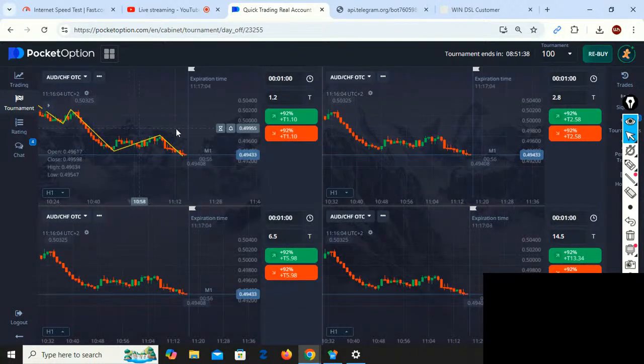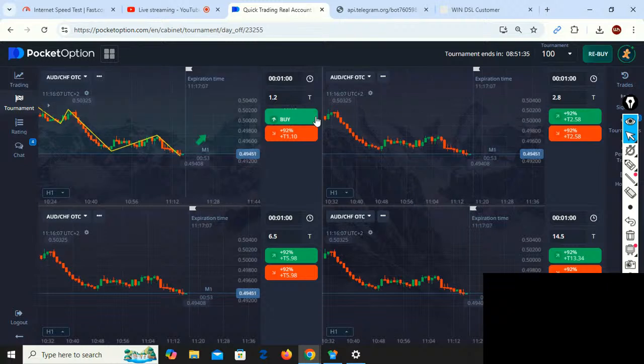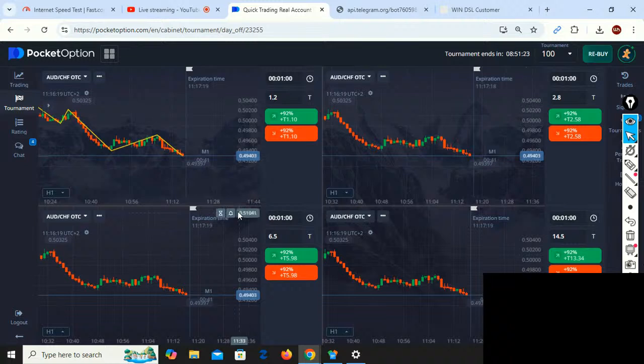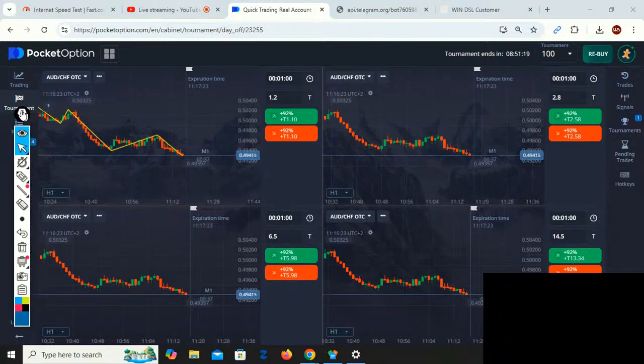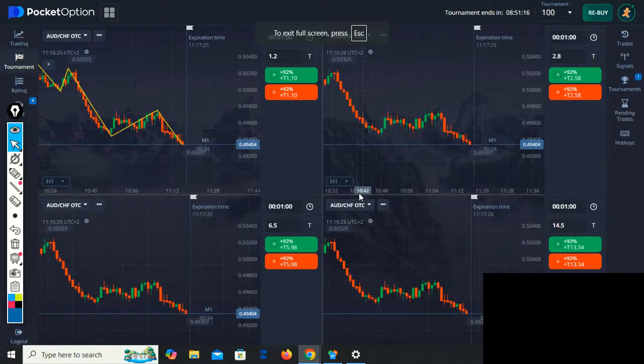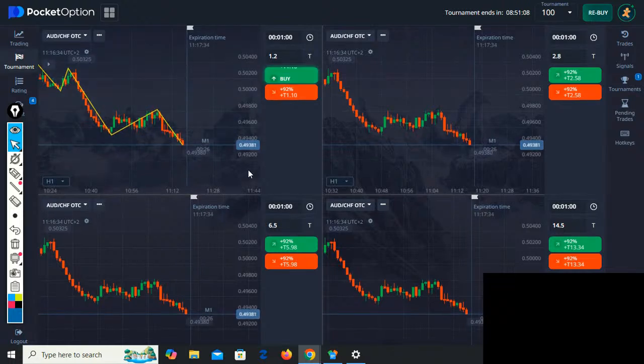So whenever you see a drop, the first two trades have to be buy trades. If you lose the second trade on a buy, the third and the fourth should be sell trades. Okay, so let's begin the cycle. Let's begin our cycle over here. 1 minute all over the place. Cool. That's it. Let's begin.